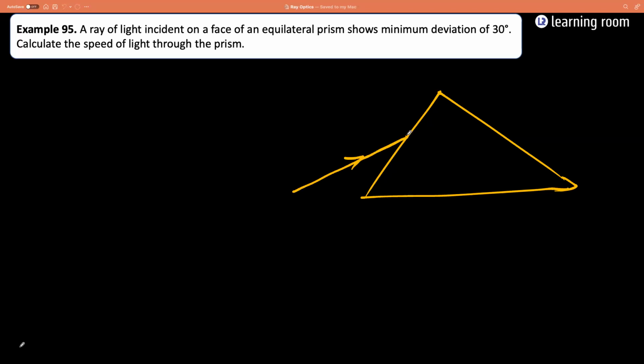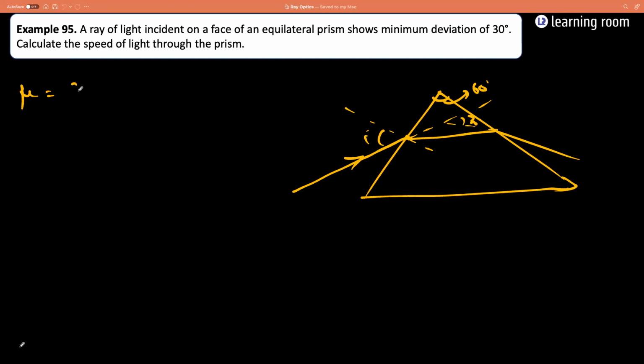If a ray of light incident on a face of an equilateral prism shows minimum deviation of 30 degrees, calculate the speed of light through the prism. So there is a ray of light which is incident in such a way that it shows the minimum deviation of 30. As we know, during the minimum deviation, the refracted ray will be parallel to the base. So if this is going to be 60 degrees, calculate the speed of the light. First calculate the refractive index.